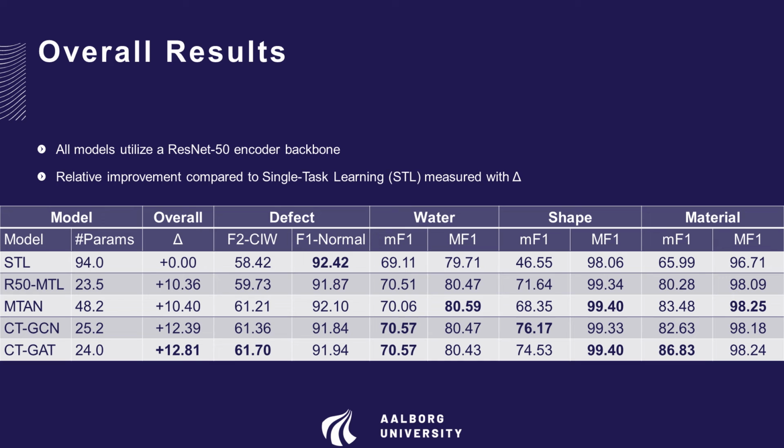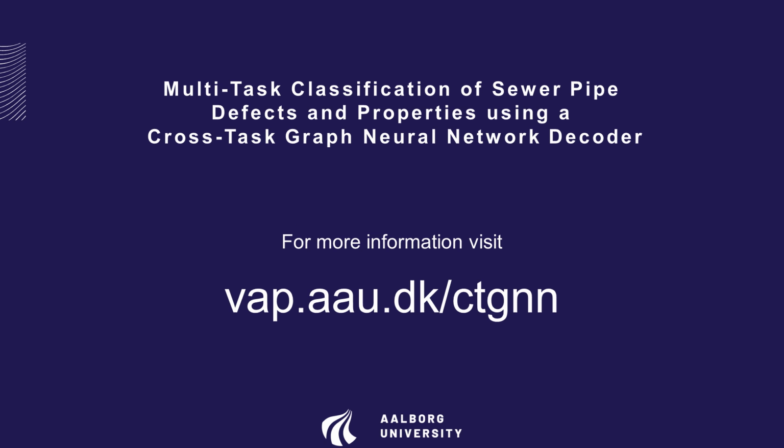We have observed that when using our proposed method, we get state-of-the-art performance on a majority of the classification tasks, while introducing 50 times fewer parameters compared to a previous state-of-the-art soft-shared encoder network. We also observe that using multitask classification approaches leads to an improved performance on the sewer pipe material and shape classification tasks. For more information about our method and results, please go to our project webpage, where you also find links to code and pre-trained models.